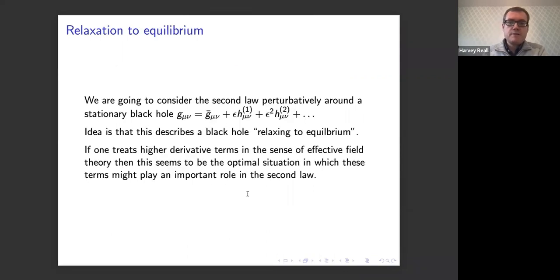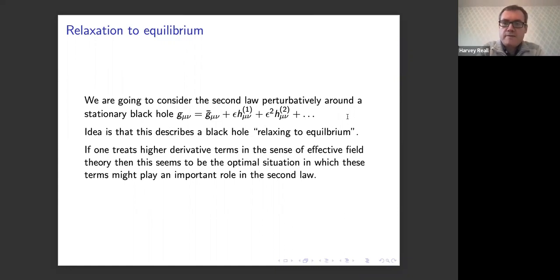Okay, so in this talk, I'm not going to be trying to discuss a second law in full generality, but we're going to restrict to a perturbative setting where we just look at perturbations around a stationary black hole solution. So I'll assume the metric is something like this. There's some stationary black hole metric, g bar, and then we've got some first order metric perturbation, some second order metric perturbation, and so on.